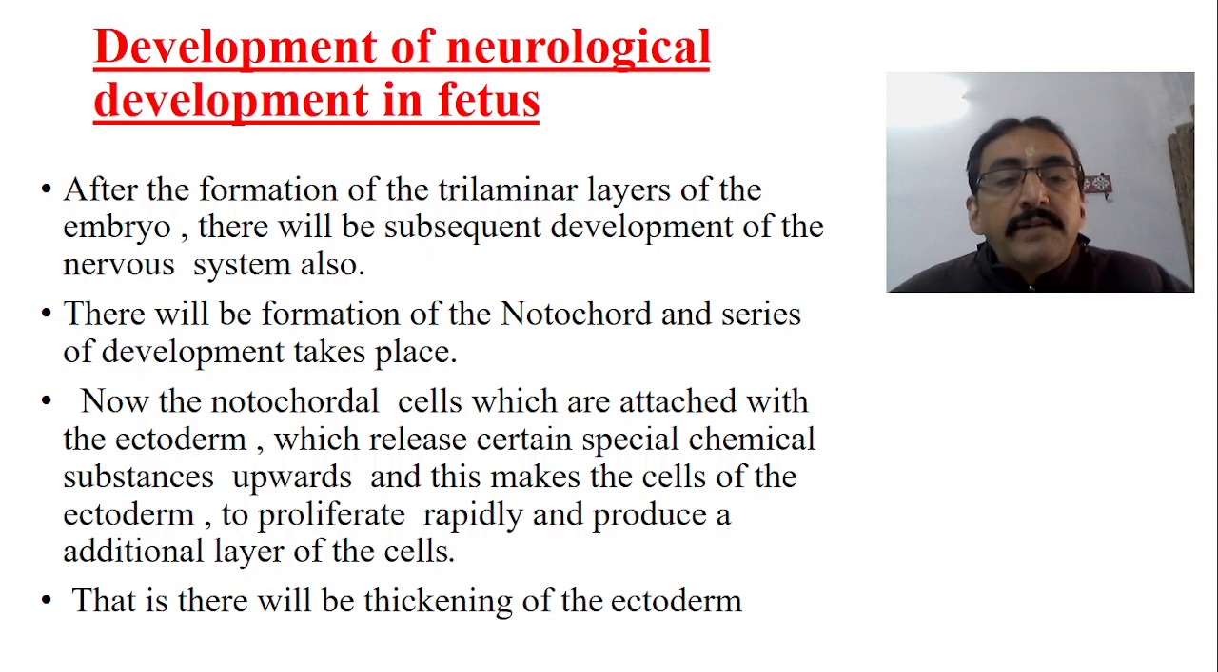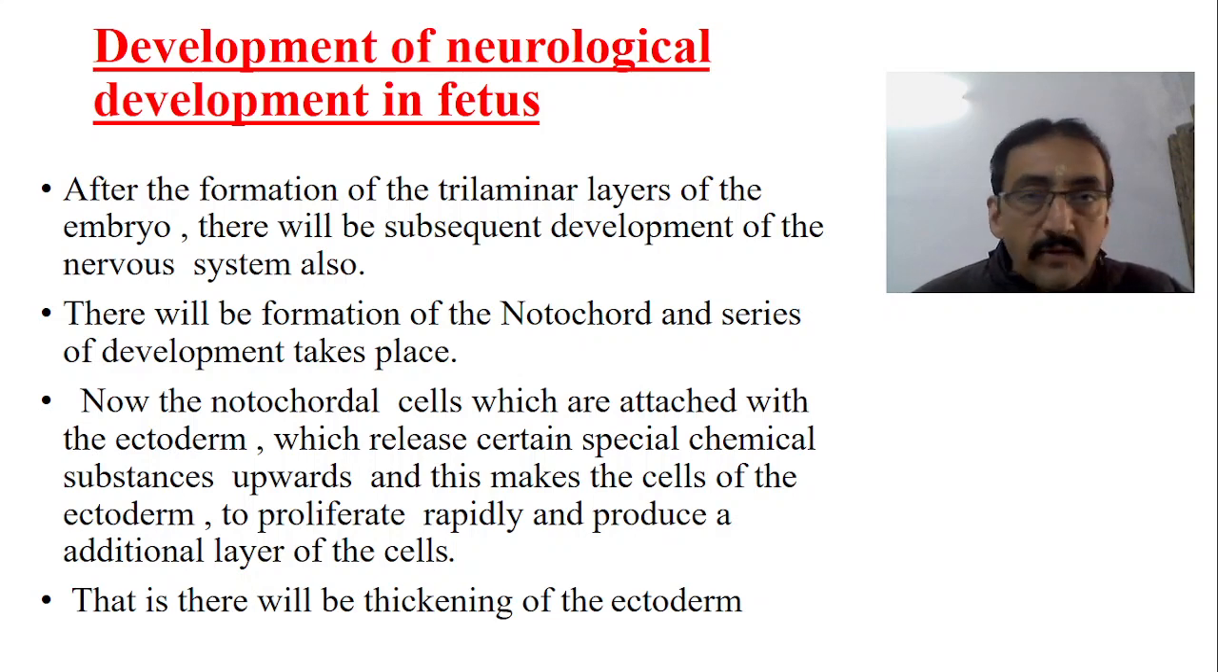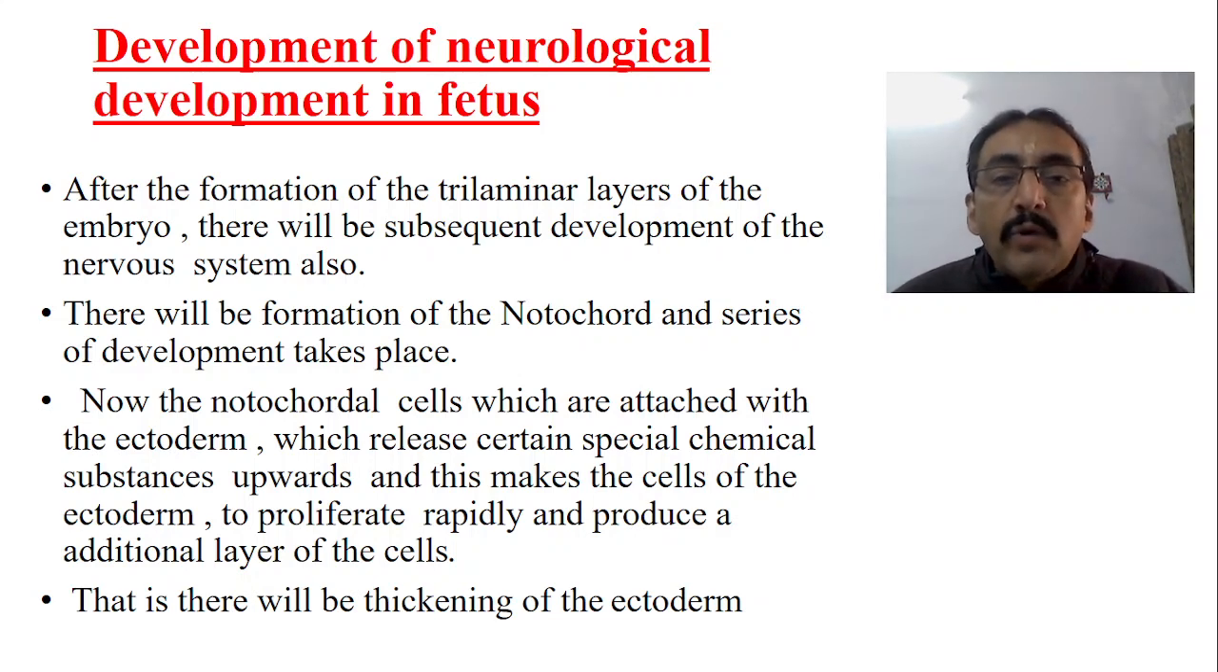Now, after the formation of the trilaminar layers of the embryo, there will be subsequent development of the nervous system also, because all the development takes place hand in hand at a time. We are discussing it one by one, but otherwise the development takes place simultaneously in all the systems: the arterial system, the musculoskeletal system, the skeletal system, and also the nervous system. Now, in the nervous system, there will be formation of the notochord and a series of developments takes place.